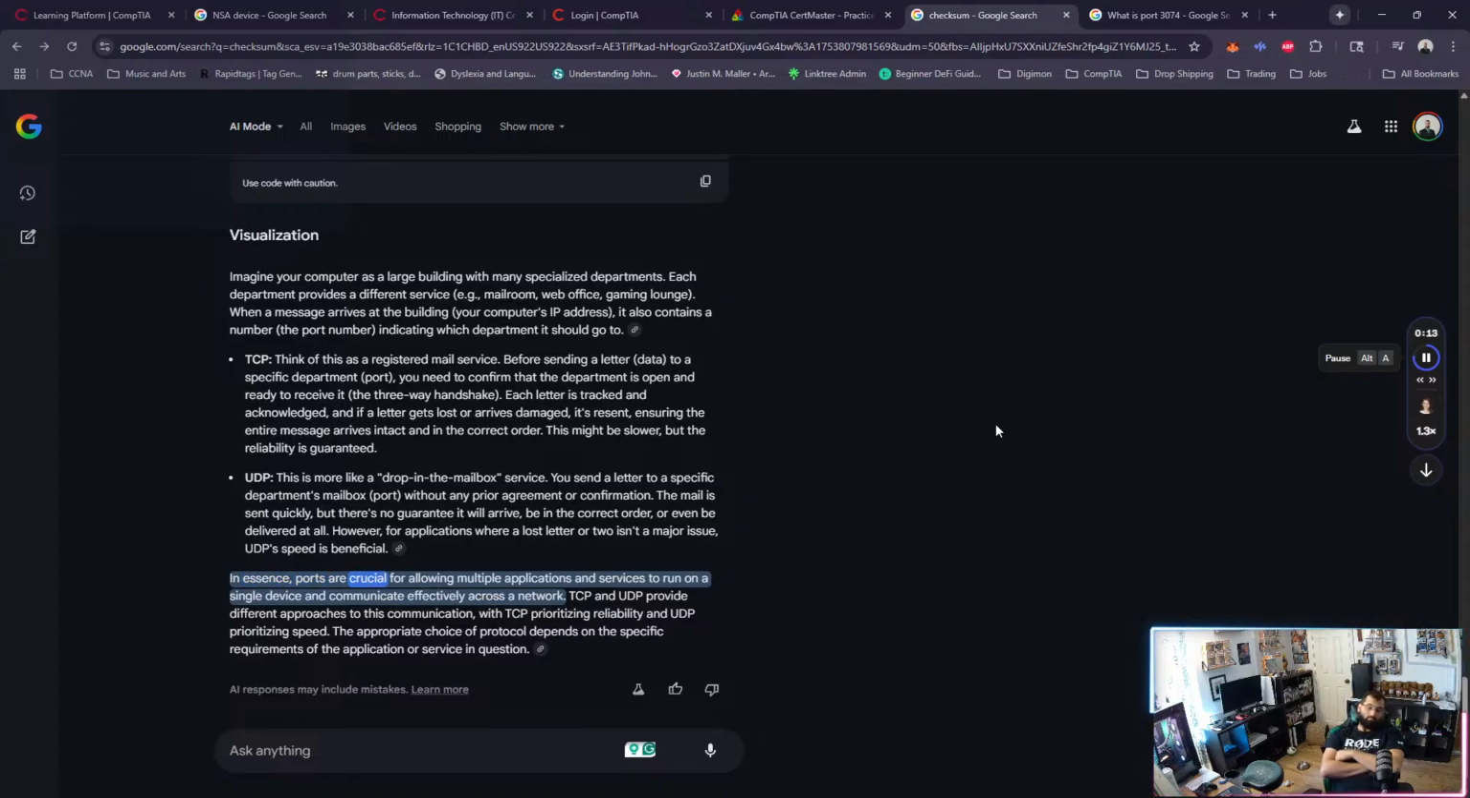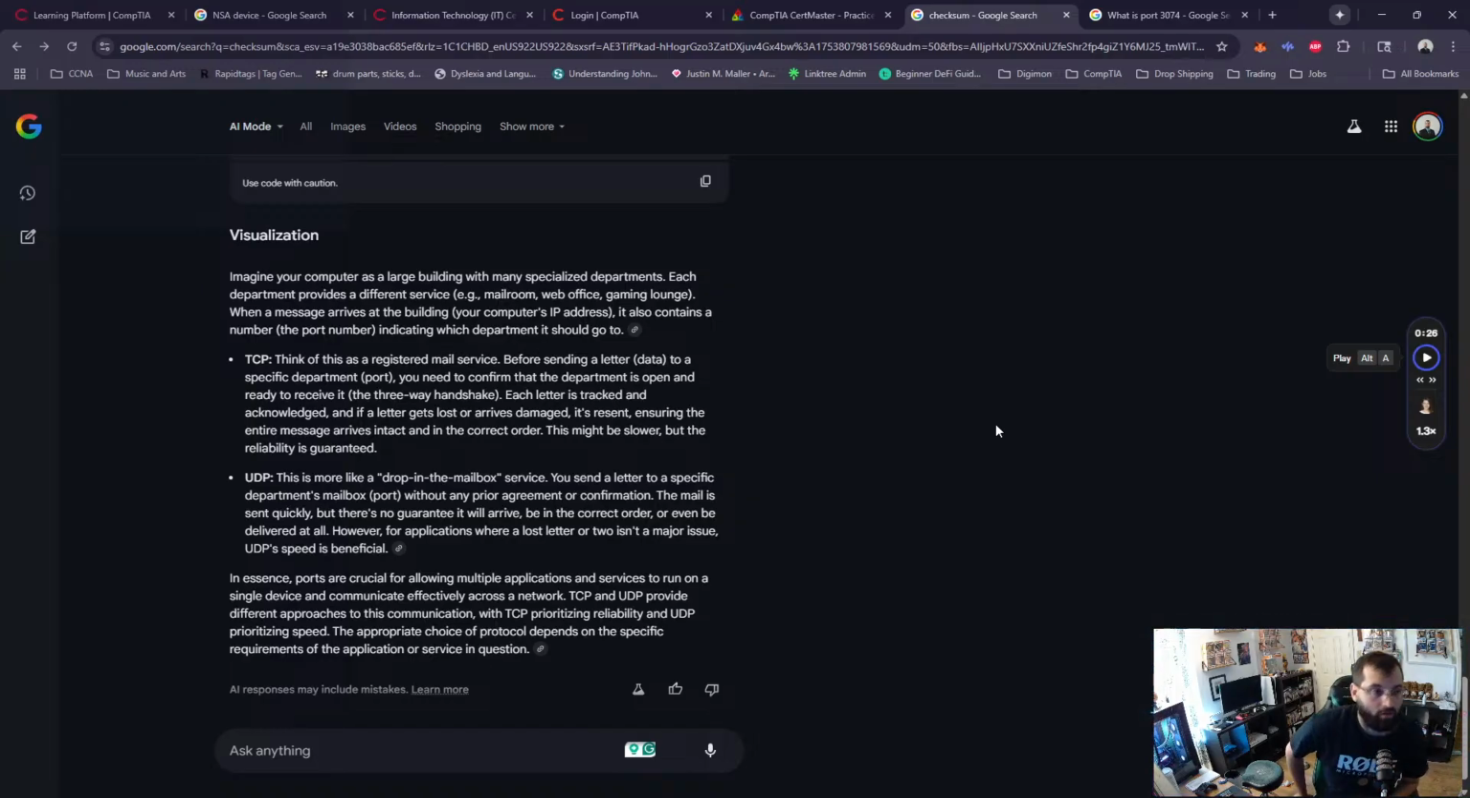In essence, ports are crucial for allowing multiple applications and services to run on a single device and communicate effectively across a network. TCP and UDP provide different approaches to this communication, with TCP prioritizing reliability and UDP prioritizing speed. The appropriate choice of protocol depends on the specific requirements of the application or service in question.